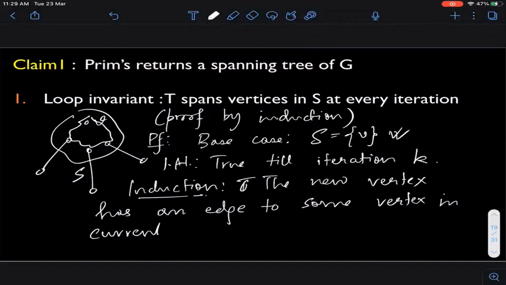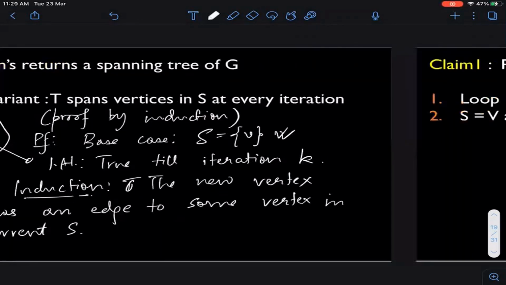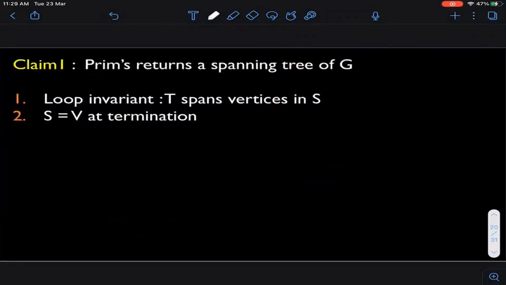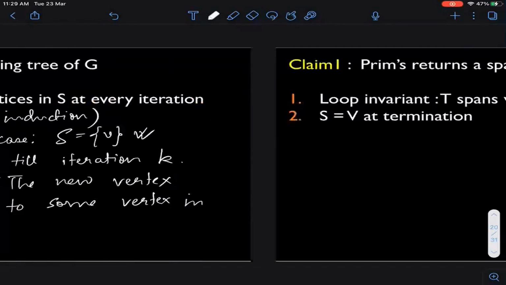Okay, so is to some vertex in the current S. Okay, so that is clear, that it will span everything. Right. So now, how do we prove that S is equal to V? What exactly is the induction statement?